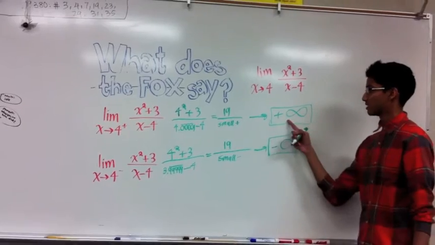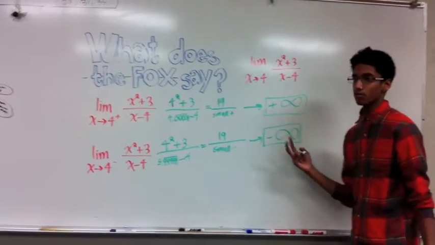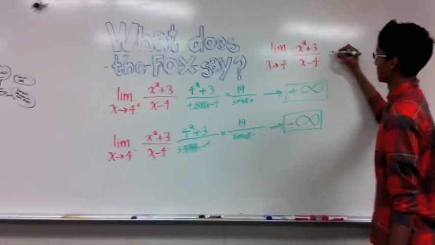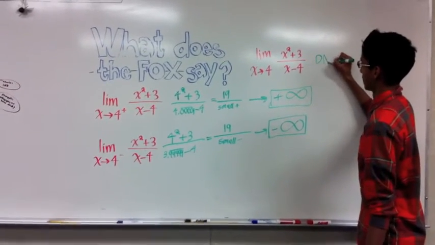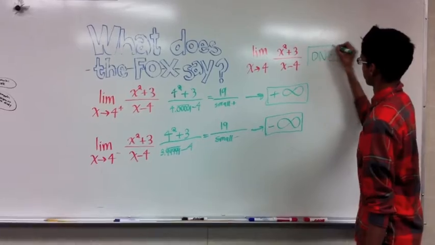In this case, this is positive infinity, this is negative infinity, and they're not equal. Therefore, the limit of this, as x approaches 4, does not exist. And that's how you do one-sided limits.